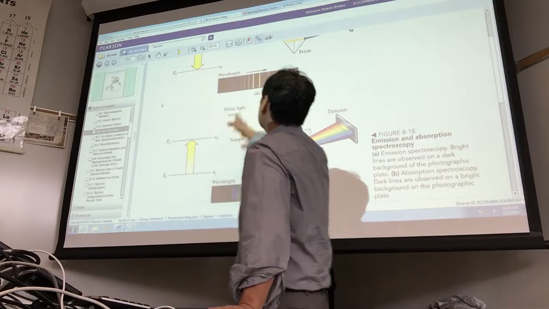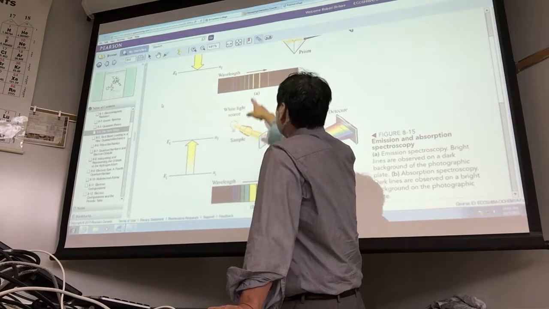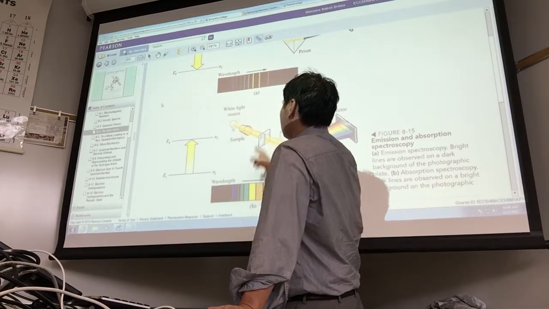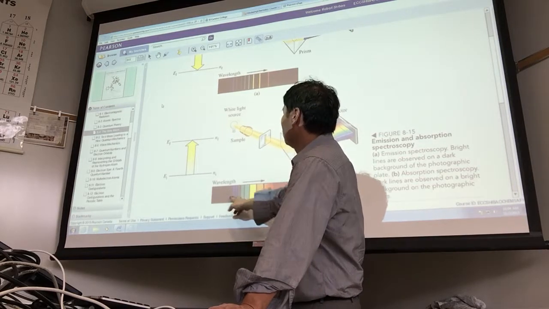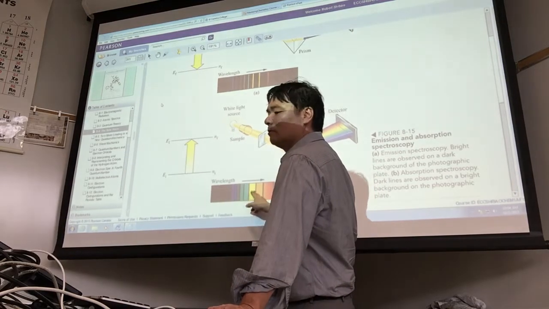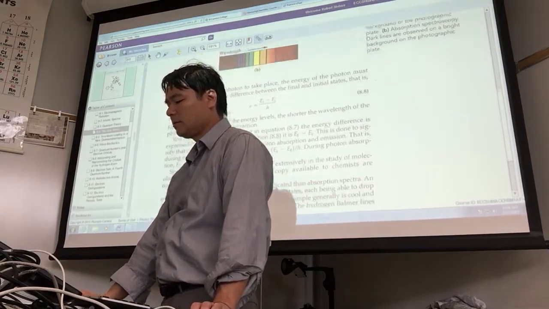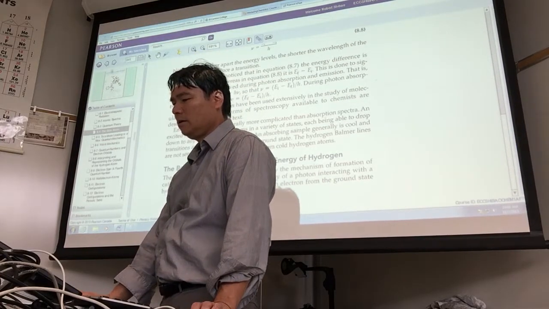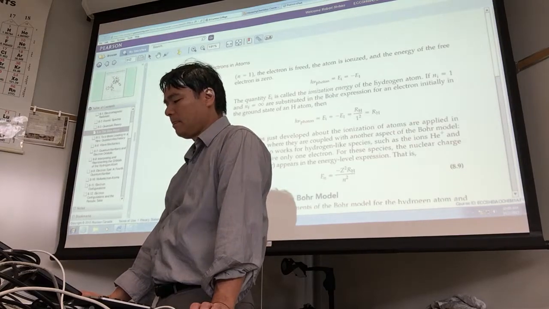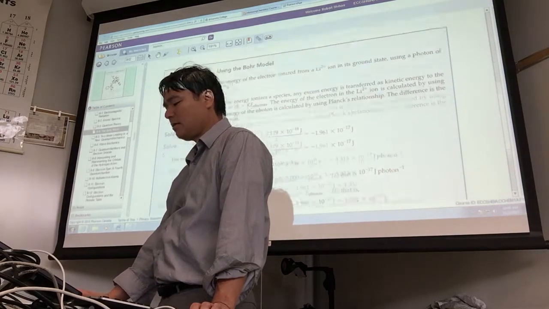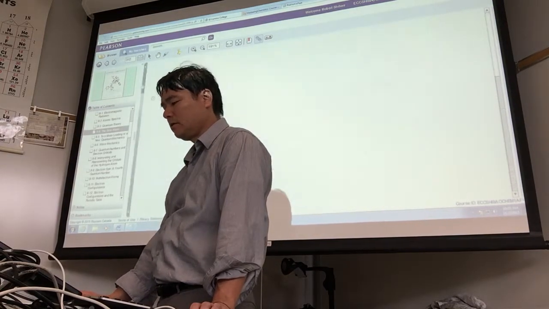You look at all these lines here. Look at all these lines. This is an emission mode where it emits lights. This is an absorption mode where you shine the rainbow and see what colors are missing. It's absorption spectroscopy, emission spectroscopy. And it's just either going up or down. Here's the ionization of the hydrogen atom. We just did that calculation.